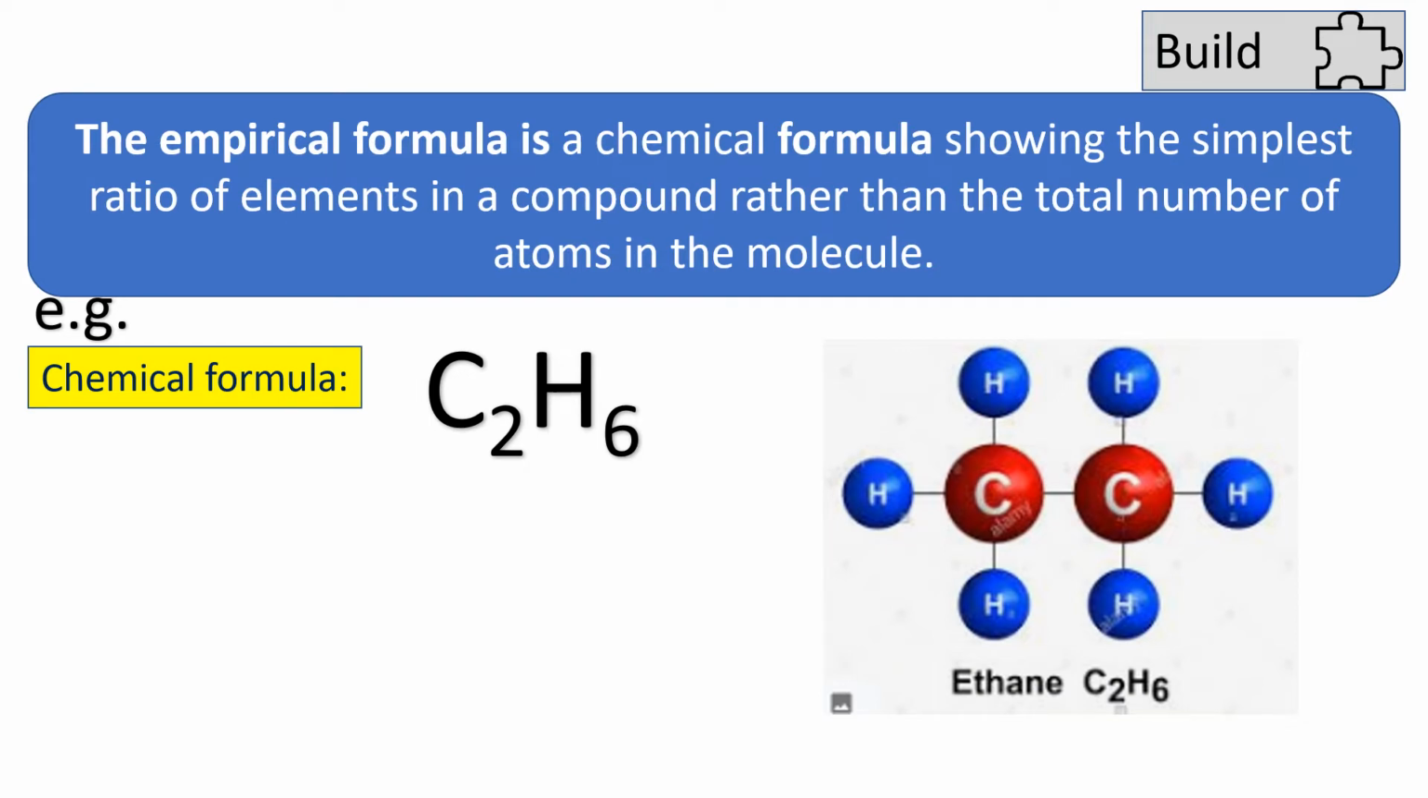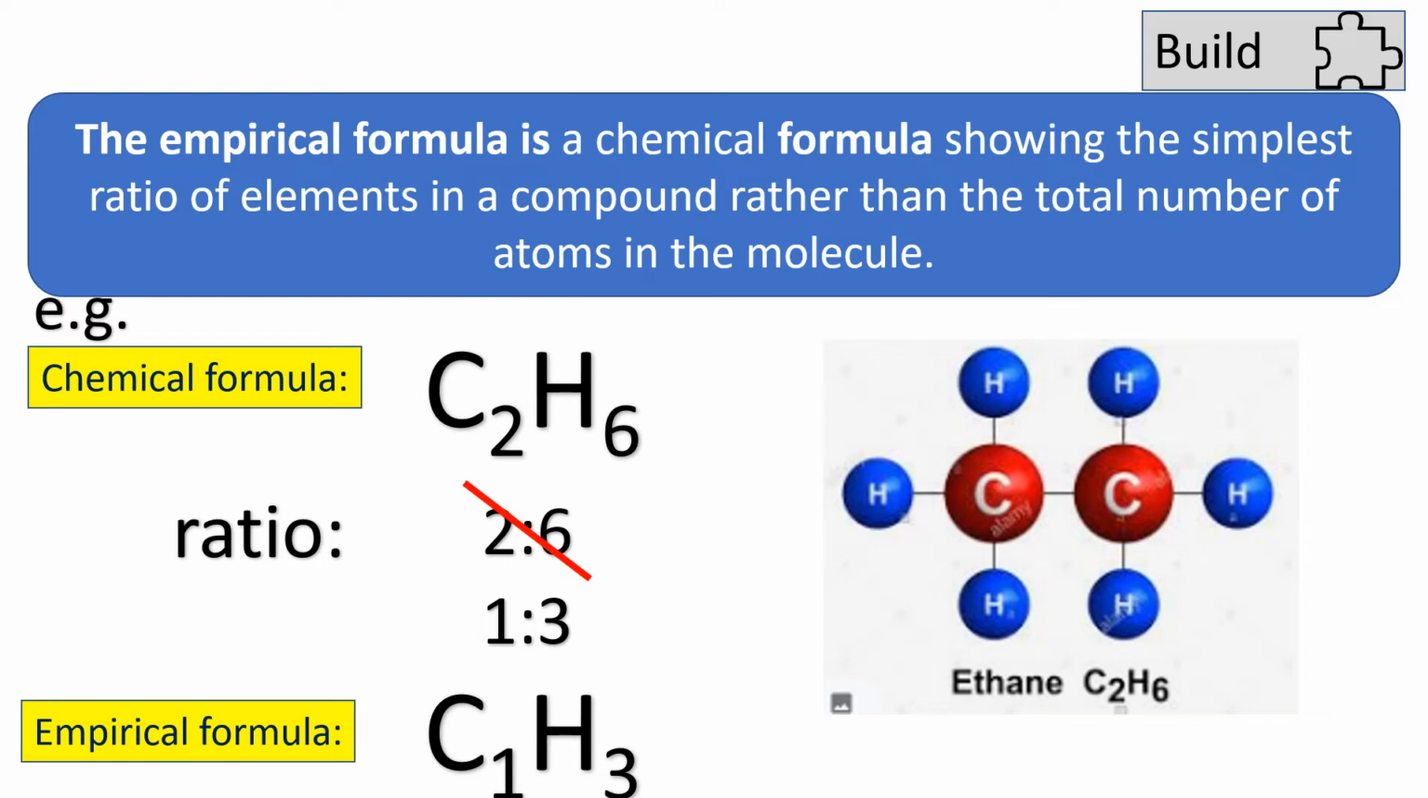Let's look at this next example. Here I have the chemical formula for ethane, C2H6. My ratio is 2 carbons to 6 hydrogens. Can I simplify it? Well, both those numbers will both divide by 2. So yes, I can simplify that to 1 to 3. So my simplified ratio is 1 to 3, and my empirical formula will simply be C1H3. Or I can present that as CH3, as we don't tend to write 1.